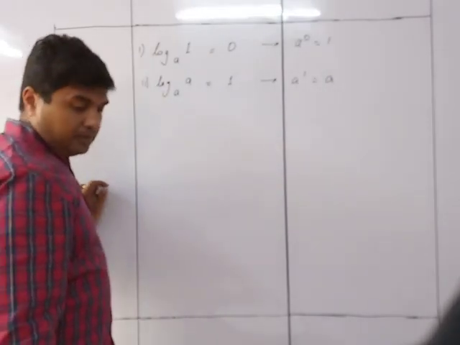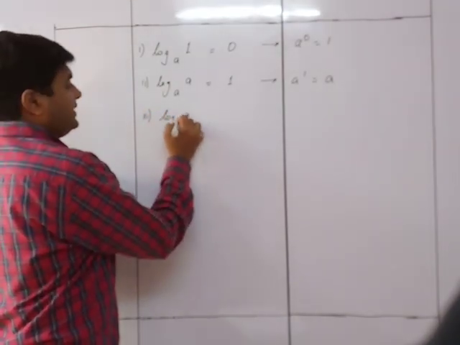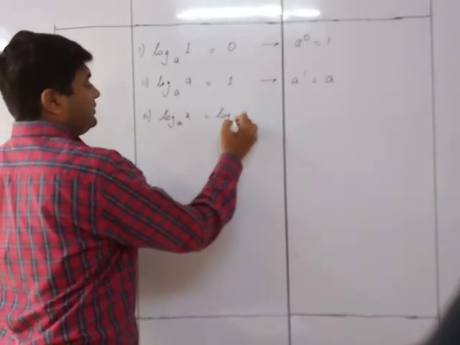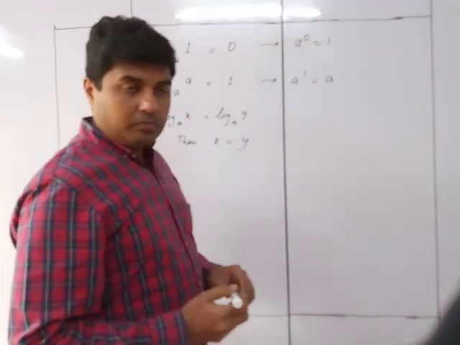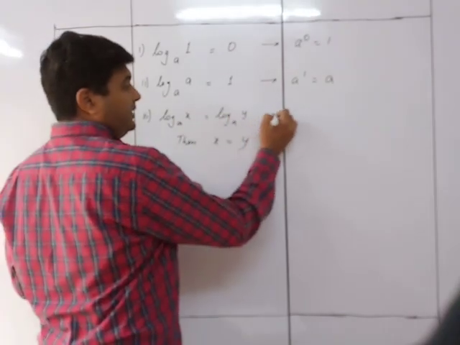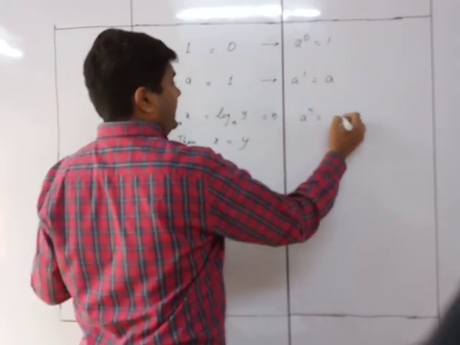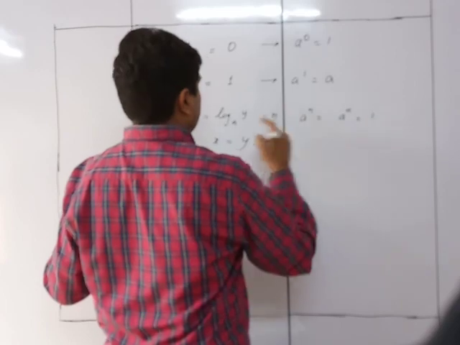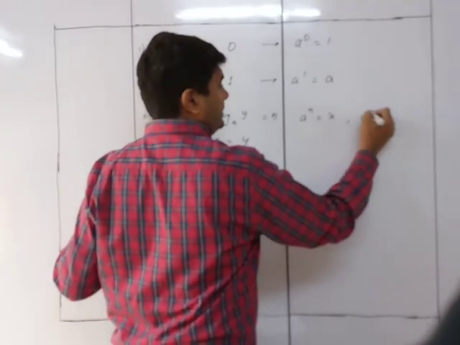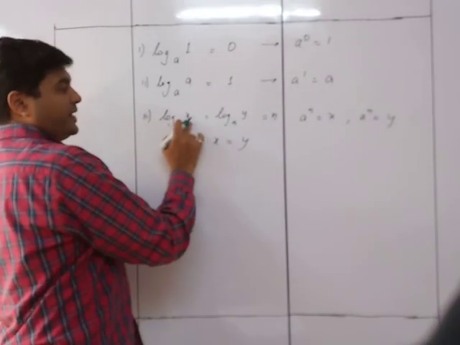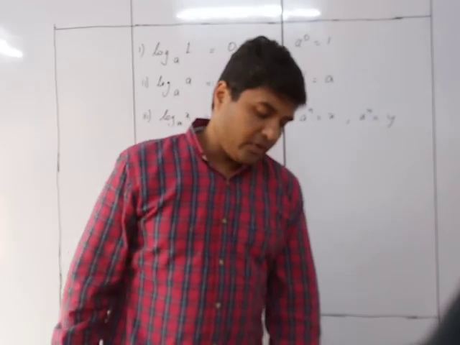Right? Simple. We also have the property: if log of x to the base a is equal to log of y to the base a, then x is equal to y. Because suppose this is n, then a raised to n is equal to x, and a raised to n is also equal to y, therefore x is equal to y. So that is the next thing we need to remember.